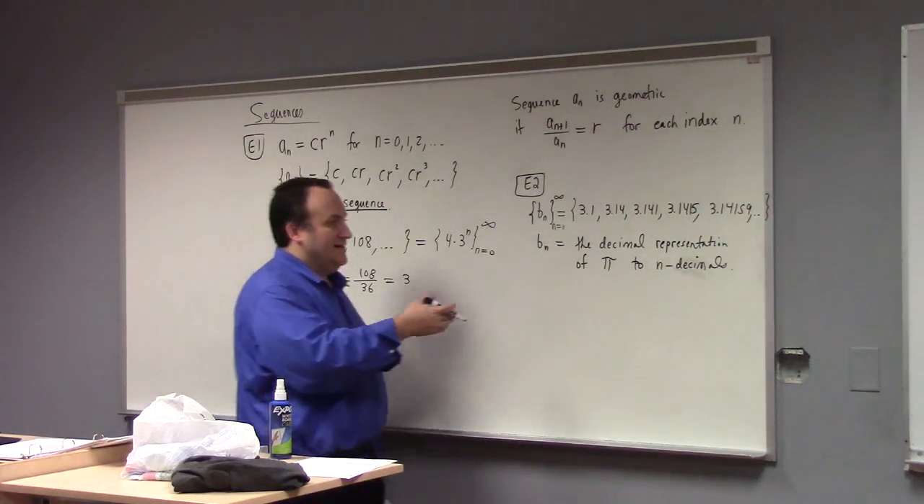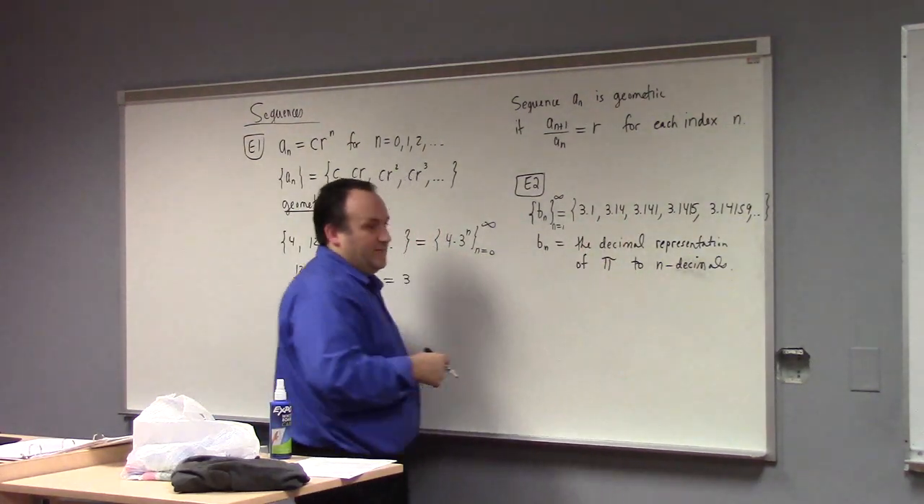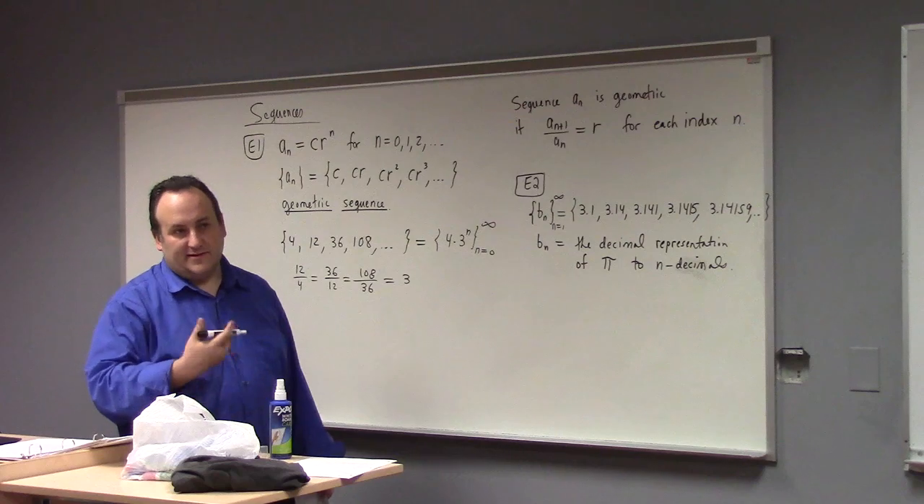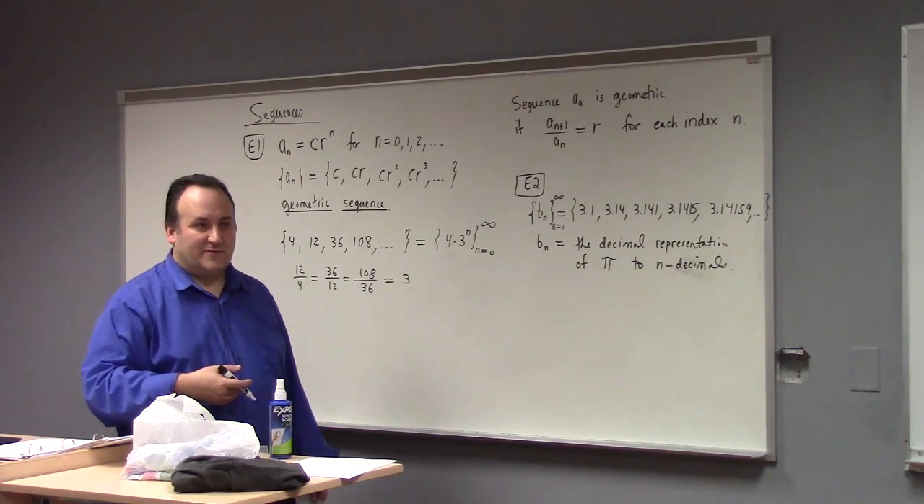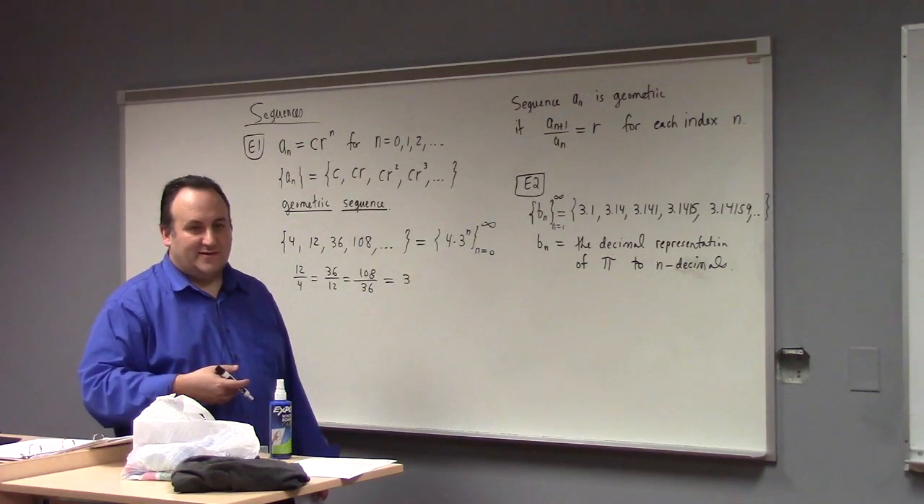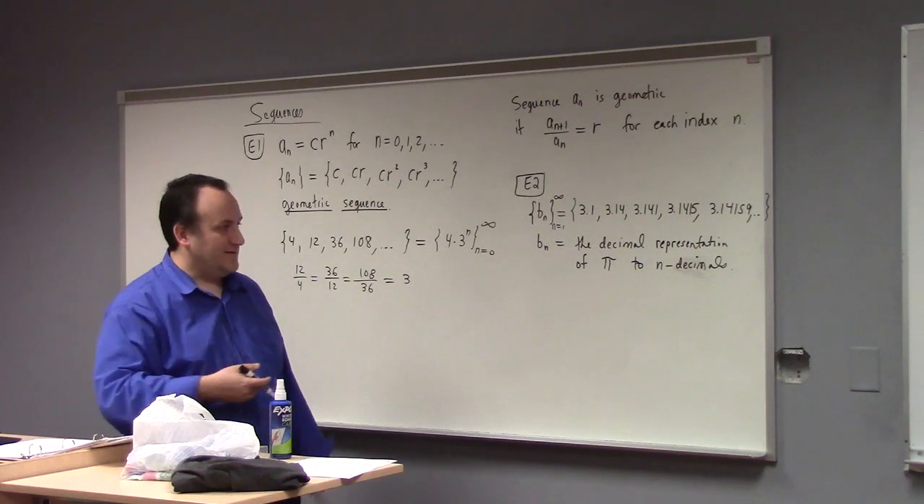So anyway, I literally can't give you a formula for this, right? You could use the digits in pi as a random number generator if you wanted to. There's probably easier ways to make a random number generator, but there you go.